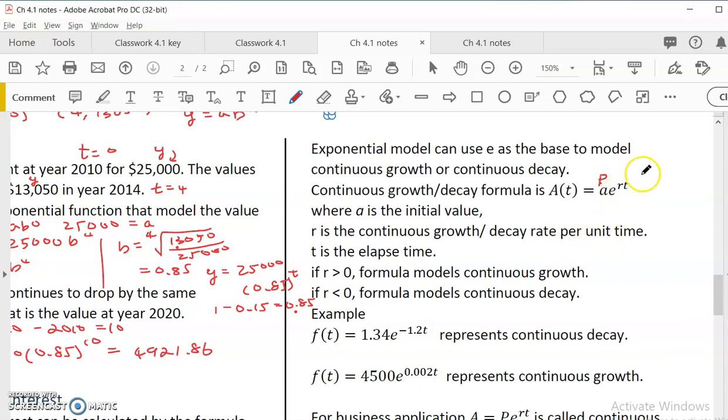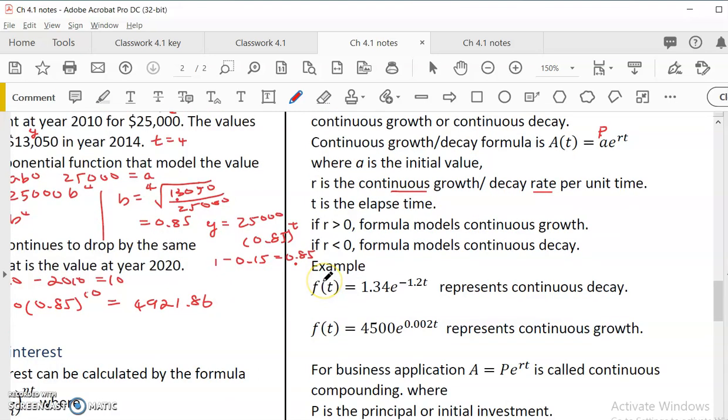r is the rate, but this rate is called a continuous rate, instead of just the constant rate. The constant rate that you use for b is 1 plus r equal to b, but this is the continuous rate. If r is positive, then it is growth. If r is negative, it's decay, and it is written as A e to the rt. So there is no 1 plus or 1 minus. You just look at whether r itself is positive or negative.